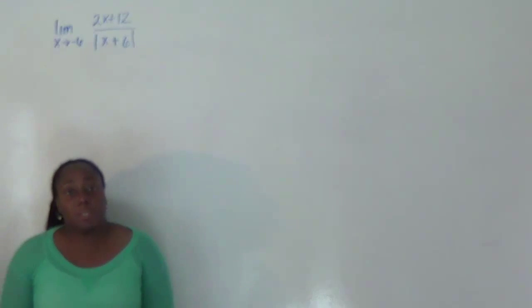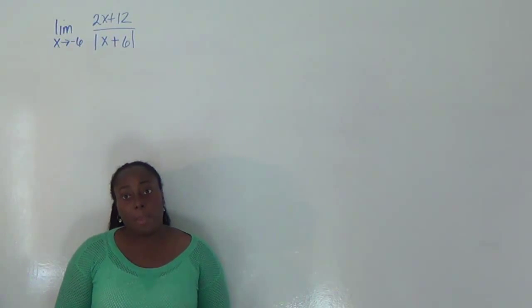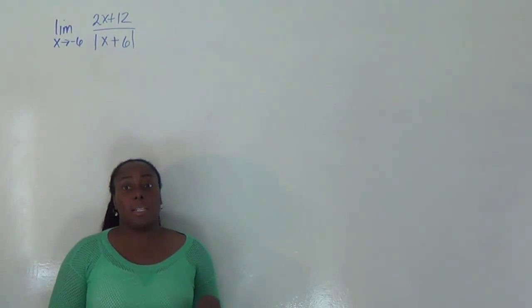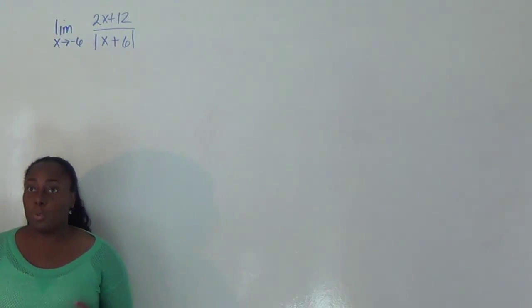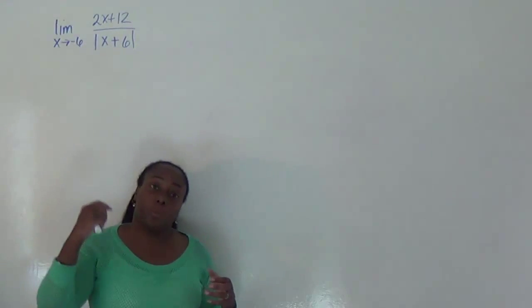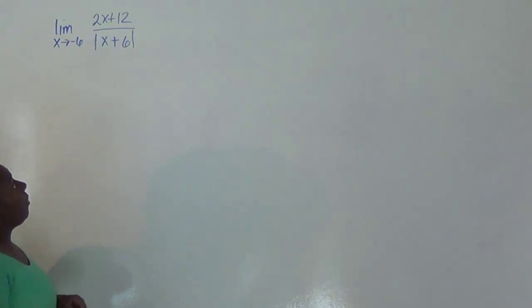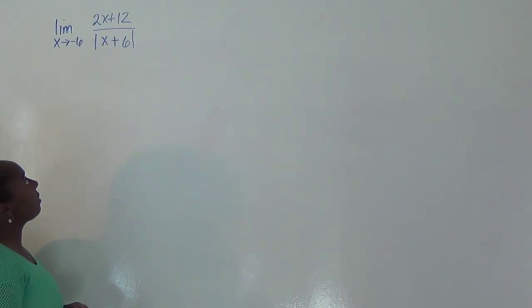Now in some cases, the limit laws by themselves and the algebraic manipulation included are still not enough to evaluate the limit. And so in those cases, what we're going to need is to use the fact that there are one-sided limits in order to evaluate the limit. So here's an example of something like that. If we look at the limit as x goes to negative 6 of 2x plus 12 over the absolute value of x plus 6. Okay.